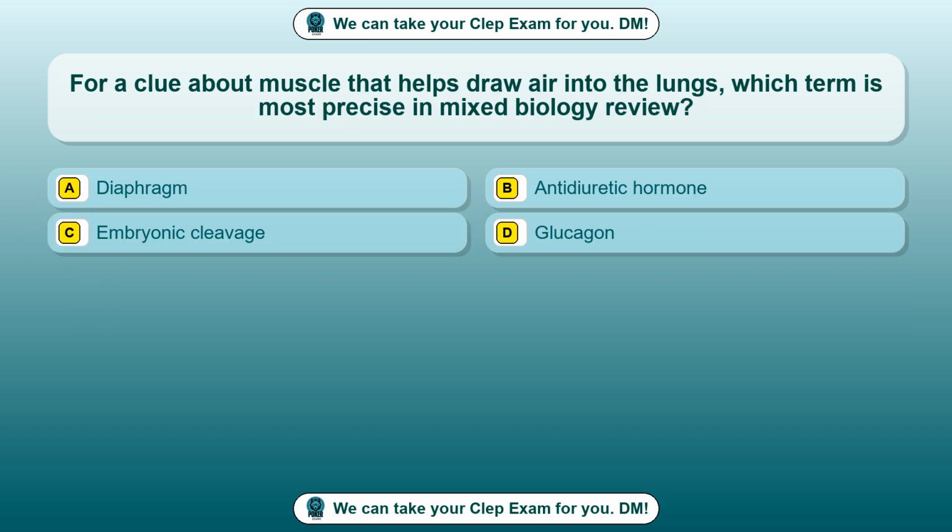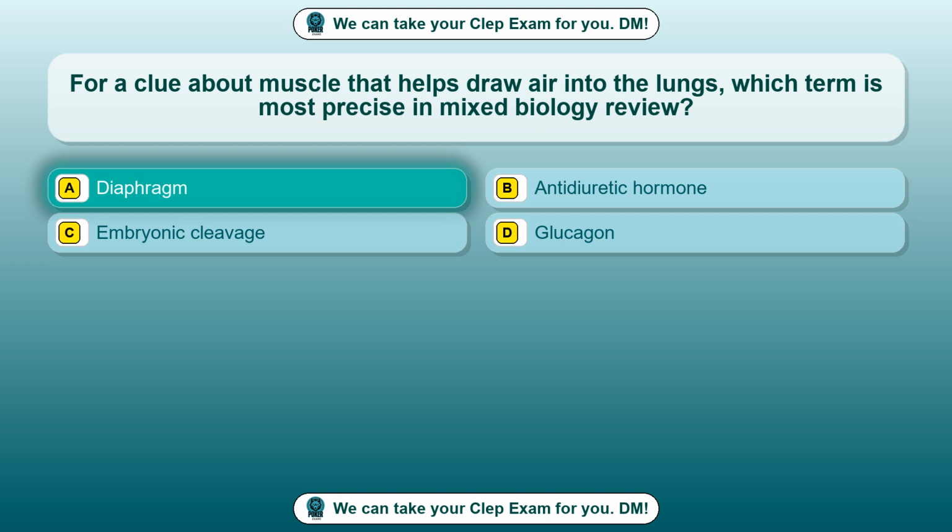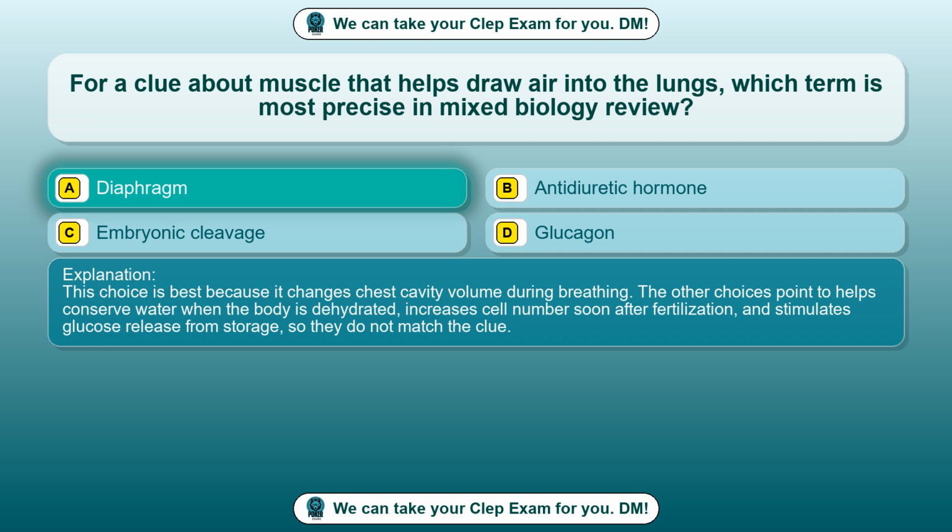Question 84. For a clue about muscle that helps draw air into the lungs, which term is most precise in mixed biology review? Option A, diaphragm. Option B, antidiuretic hormone. Option C, embryonic cleavage. Option D, glucagon. The correct answer is option A, diaphragm. This choice is best because it changes chest cavity volume during breathing. The other choices point to helps conserve water when the body is dehydrated, increases cell number soon after fertilization, and stimulates glucose release from storage, so they do not match the clue.